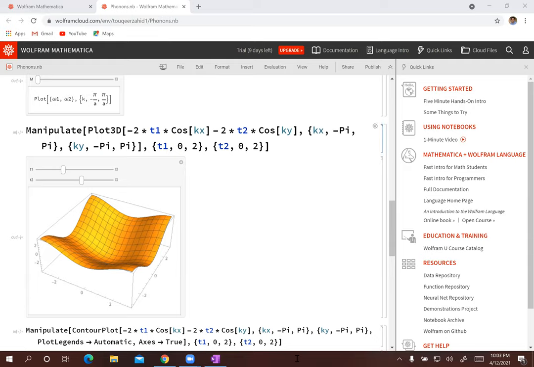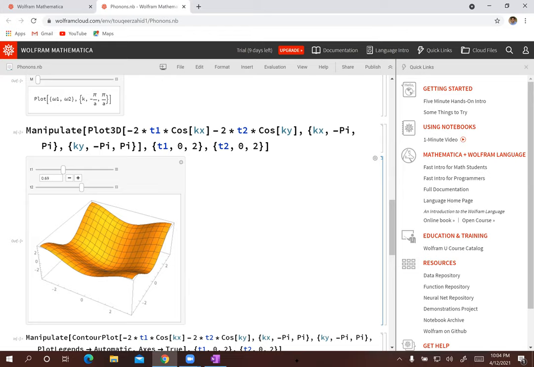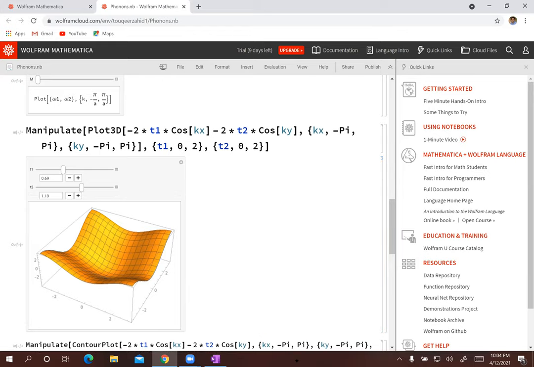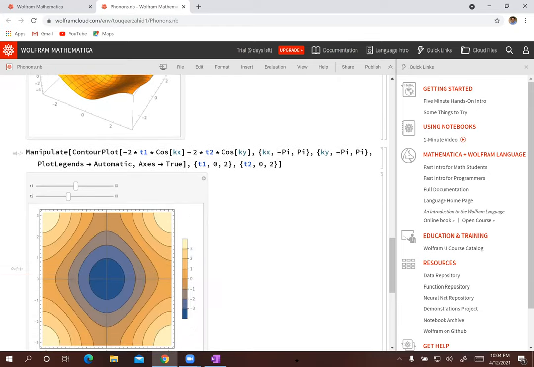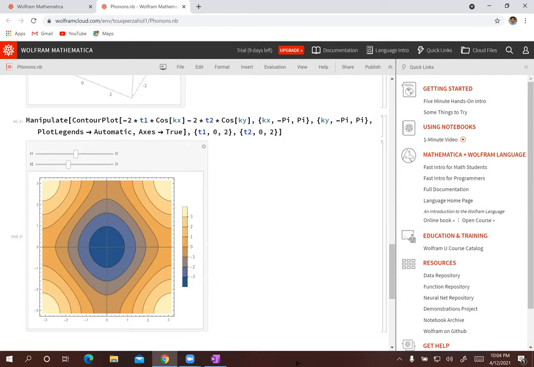And I've plotted in the first Brillouin zone from minus pi over a to pi over a, both kx and ky. And I can adjust my t1s and my t2s. The first variable I have is T1 and the second variable I have is T2. If I were to change these parameters, the contour plot is going to change its form slightly. T1 and T2 are the hopping strengths or the exchange integrals along the two dimensions of the two-dimensional lattice. And I can also express this in the form of a contour plot.